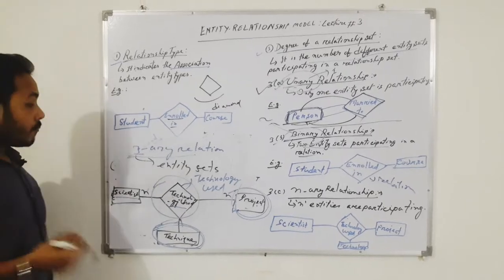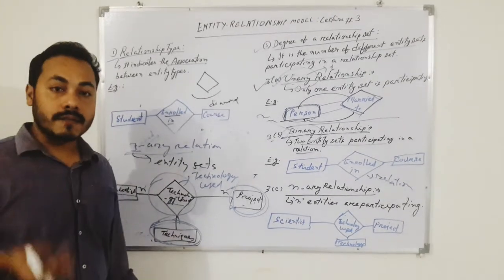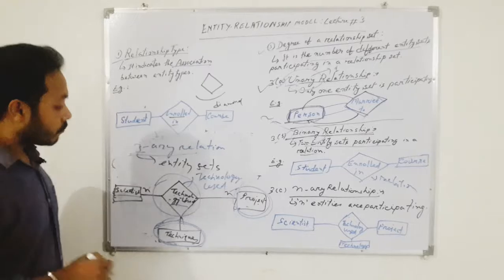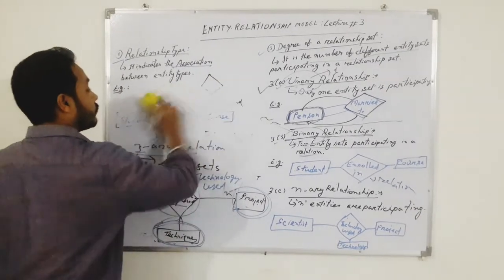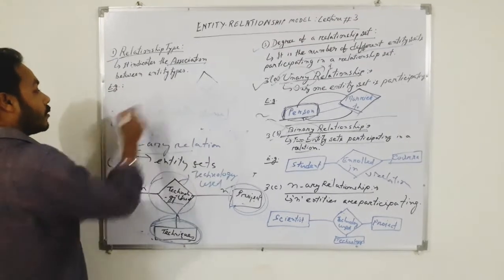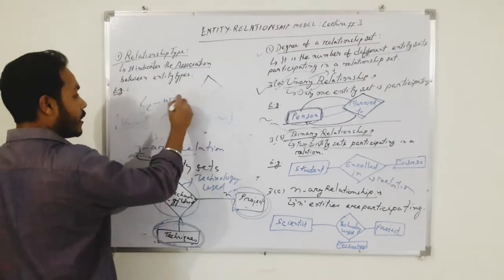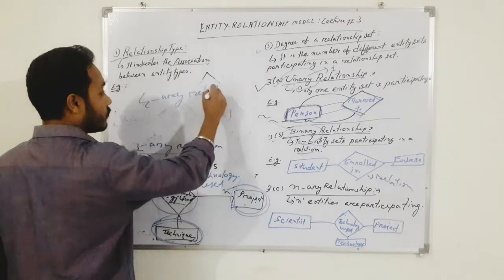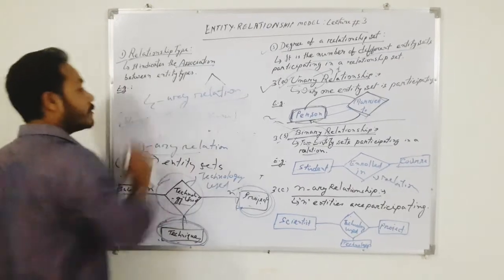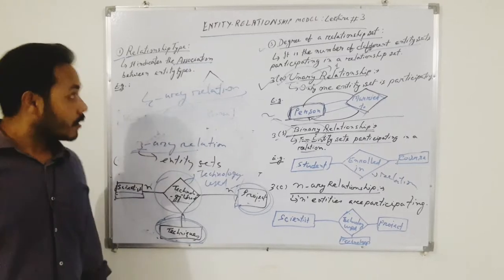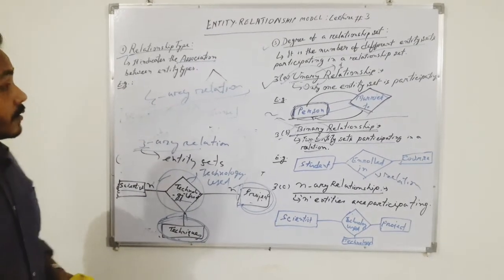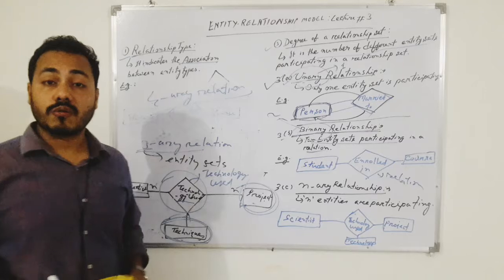So in this way you can frame 4-ary relation, 5-ary relations. So try to frame one 4-ary relation, and do comment that example. I'll go through it. So guys, I think this is sufficient for today's class.